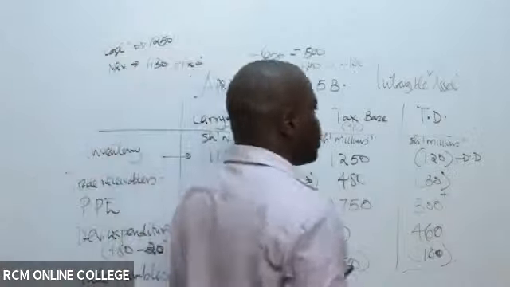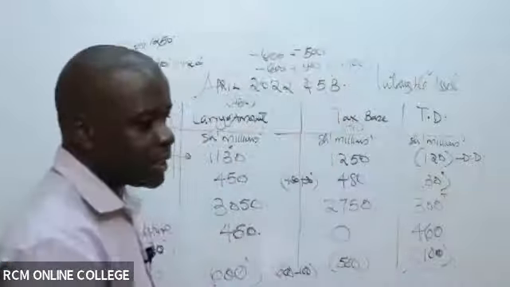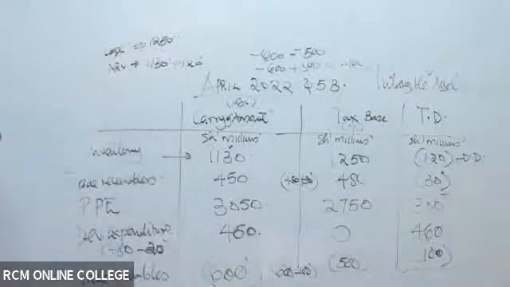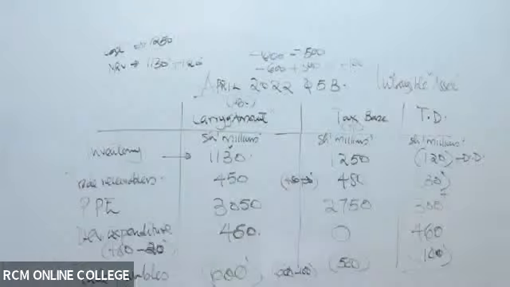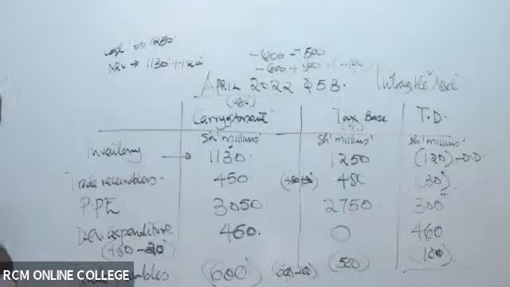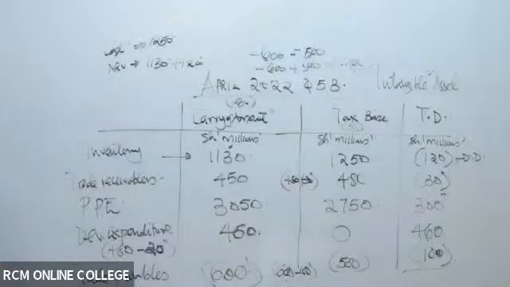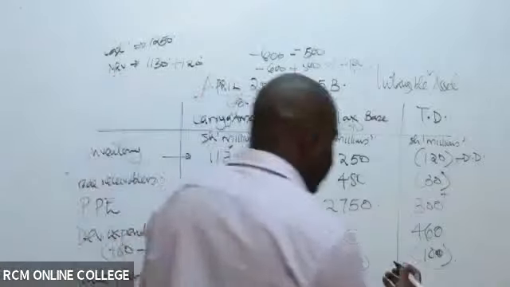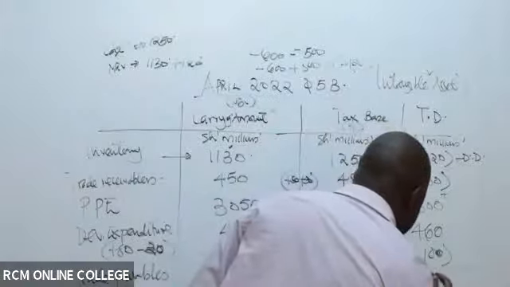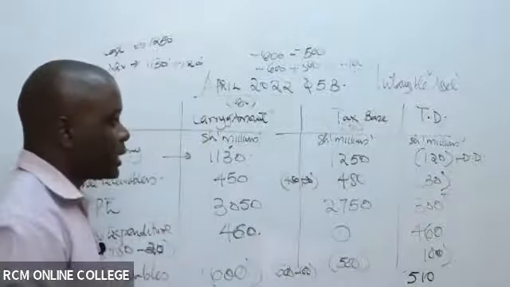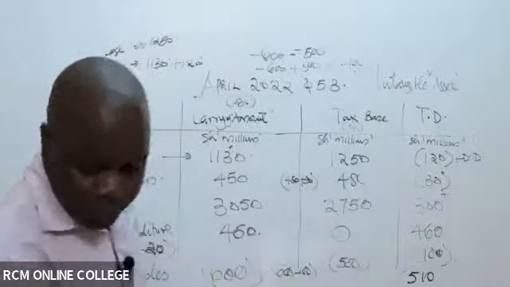So you can get the total. The total will give you the total temporary difference. What is the total temporary difference? The total temporary difference is 510. It's actually 510. So that is the total temporary difference.